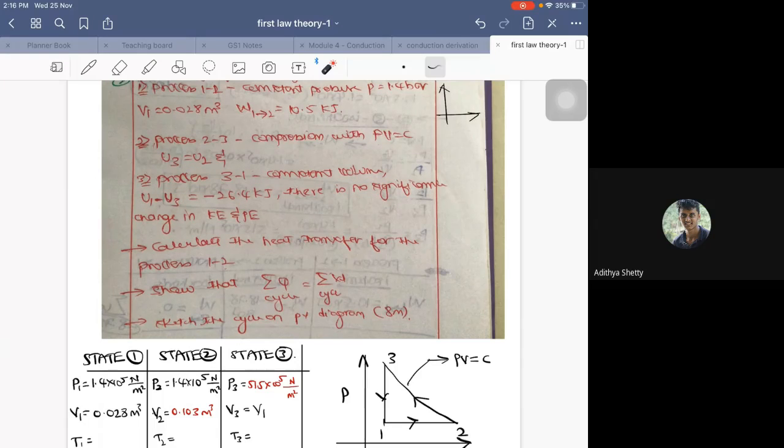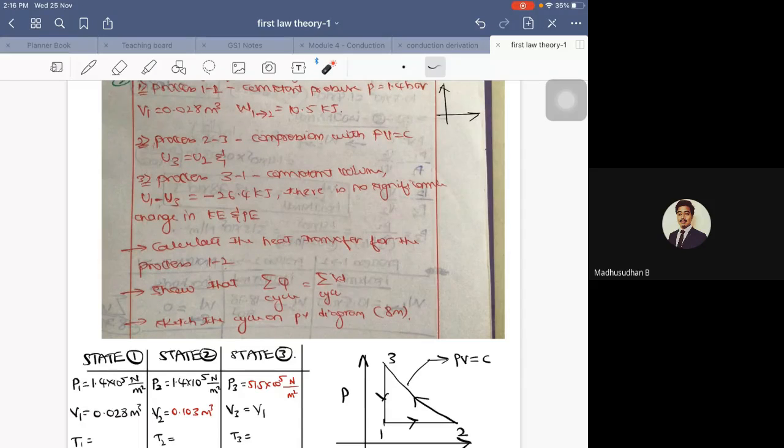At constant volume, U1 minus U3 is equal to minus 26.4, so he has given that the difference between U1 and U3 is minus 26.4 kilojoules. We shall see how it would be used. And there is no significant change in the potential and kinetic energies, that is specified.